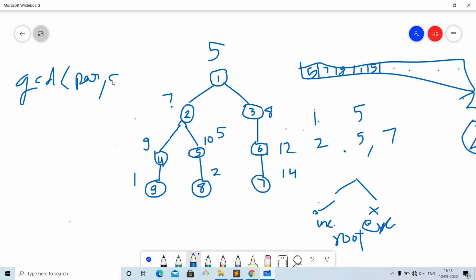comma, the number itself, that is A i. So for vertex i, initially the value of GCD will be GCD of the parent and the number itself. So then what we can do further, if now let us say it takes some path, let us say we consider this vertex 9. So what are the numbers coming on the path? 5, 7, 9 and 1.